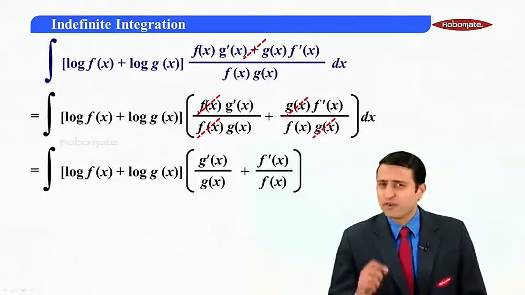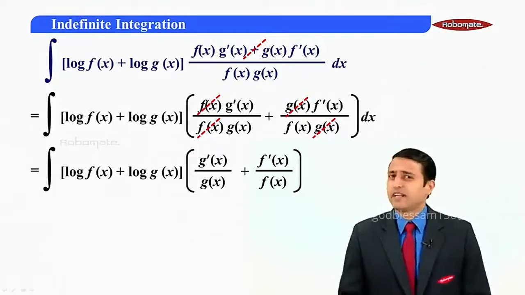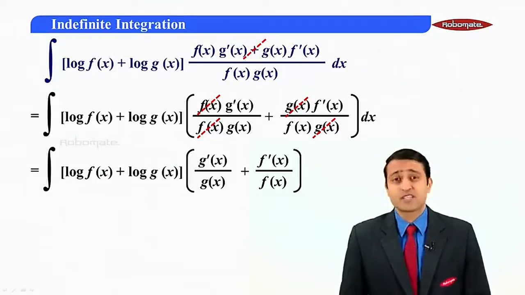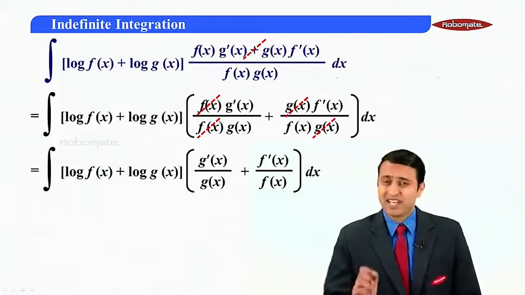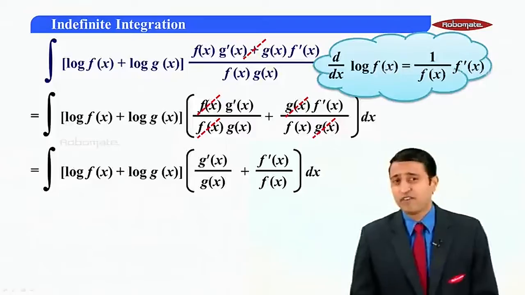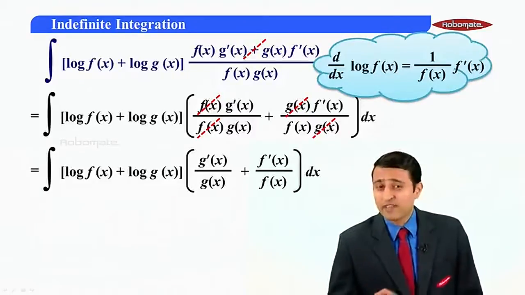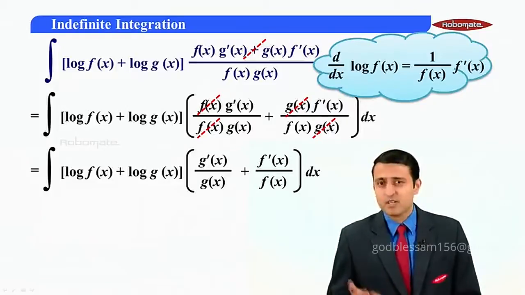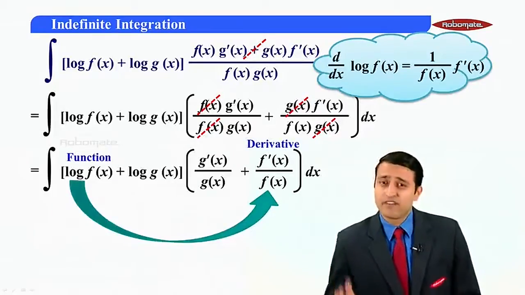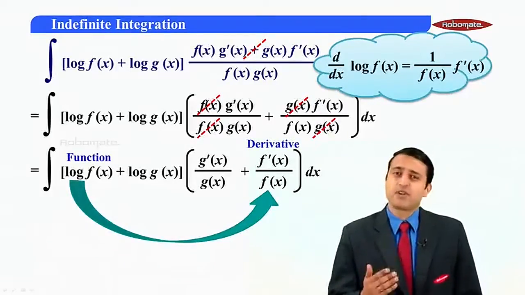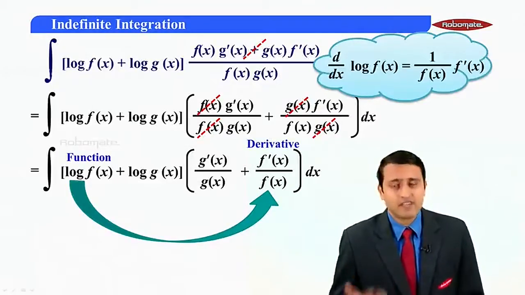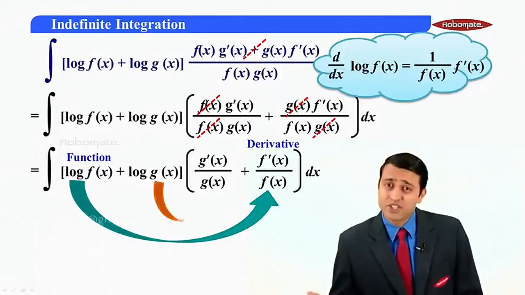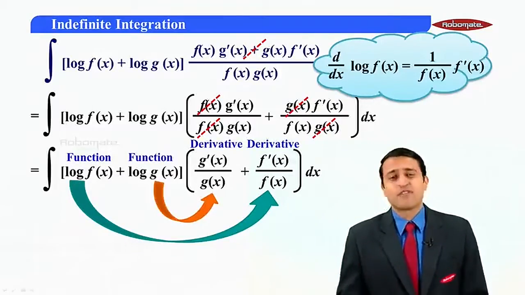My dear students, if you recall, you understand that the derivative of log f of x is 1 by f of x into f dash of x. So can I say that the derivative of log f of x is 1 by f of x into f dash of x, that is f dash x upon f of x. So if I consider log f of x to be a function, f dash x upon f of x is its derivative. Likewise, if I consider log of g of x to be a function, g dash x upon g of x is its derivative.